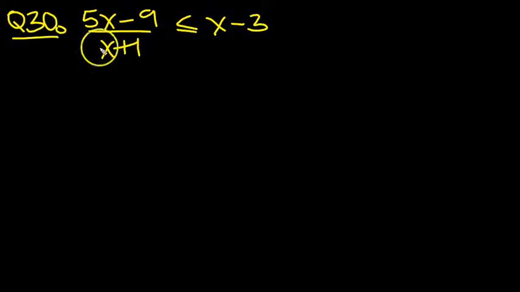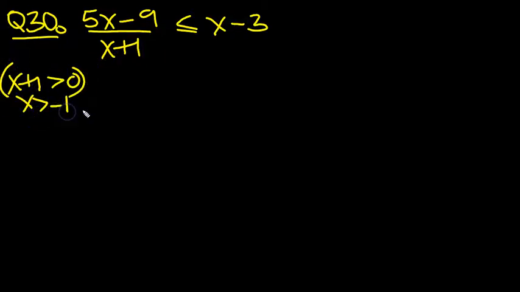5x minus 9 over x plus 1 is less than or equal to x minus 3. So let's break it into these half-line segments then. The first one we can look at is x plus 1 is greater than 0. So when x plus 1 is greater than 0, then that means x is greater than minus 1, isn't it?